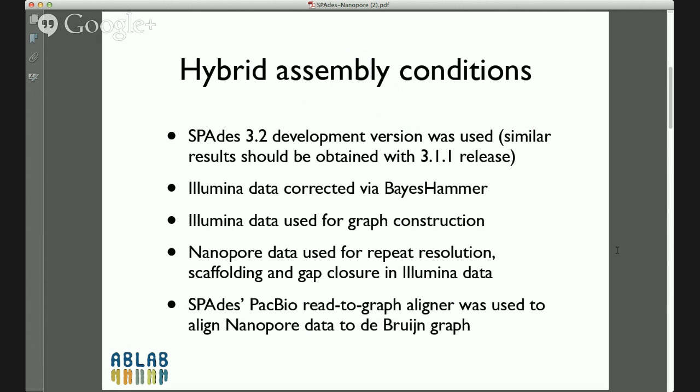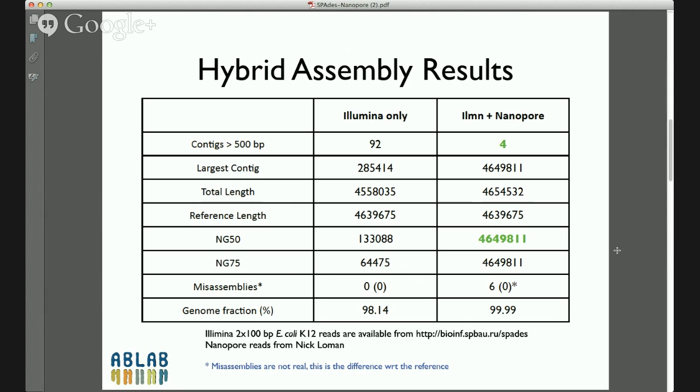And he's taken an Illumina data set of K12 MG1655, corrected it in the usual way with BayesHammer, and did initial contig graph construction with the Illumina data, and he's incorporated these nanopore data sets for repeat resolution, scaffolding, and gap closure. And so he's actually reused the read-to-graph aligner that was developed initially for PacBio reads to align the nanopore data to the de Bruijn graph that the Illumina data produces. So what are the results? Well, the results are pretty damn impressive, I think. So with the Illumina-only data, he's getting around 92 contigs, largest contig 285 kb, with an NG50 of 133 kb, about 98% of the genome covered. And what he's found, if you add in the nanopore data, you get 4 contigs greater than 500 kb.